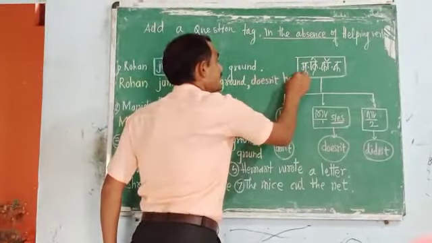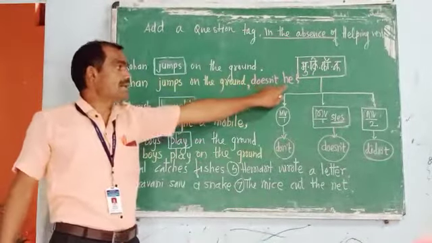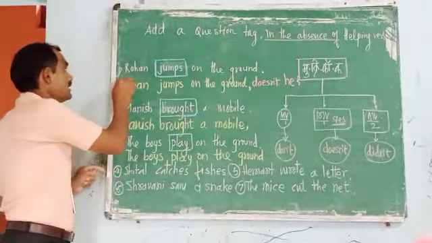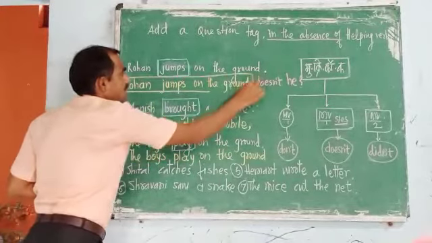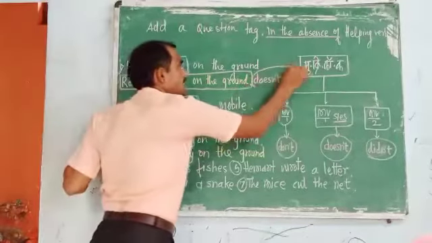And lastly, question mark is essential. Doesn't he? That is a tag question. Remember, the given sentence is Rohan jumps on the ground, and we tag a small question here, doesn't he?